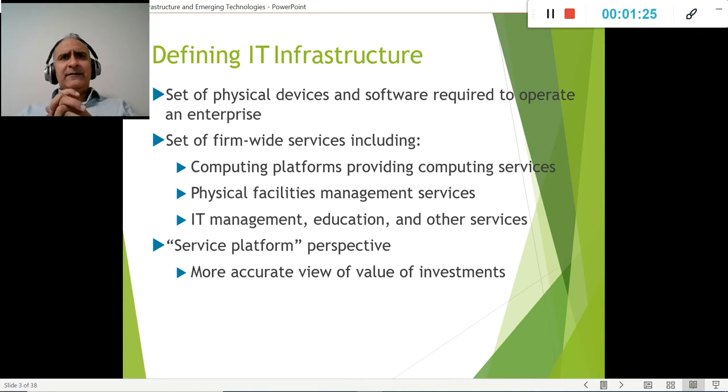We have the physical facilities management services, which is how we manage those computers, how we manage all those servers, how we update them. We need to understand that we have the physical part, but we need to take care of that physical part. And then that goes together with the IT management, which is also part of it: whenever we update any of the systems, we need to train the people and make sure that everything is running well.